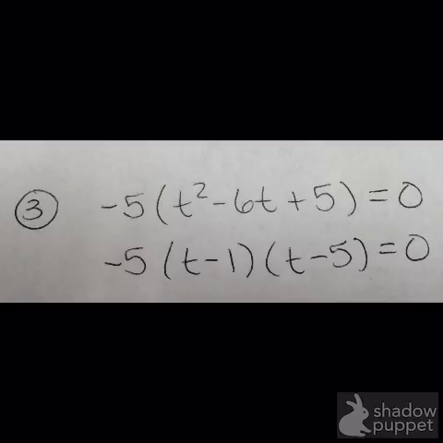Now we can factor the equation in order to solve the problem. We first can take out a common factor of minus 5. This leaves us with a simple trinomial. So all we have to do now is think of what multiplies to 5 and adds to negative 6. We come up with minus 1 and minus 5.